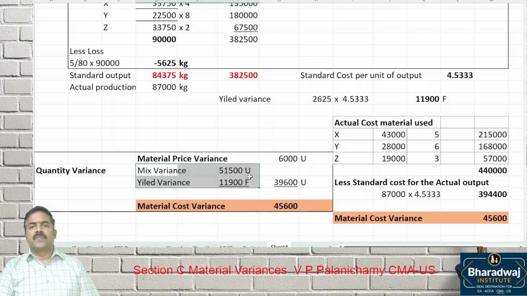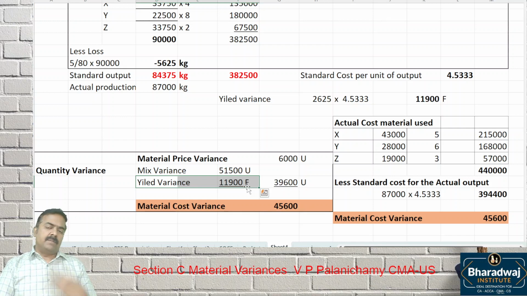Because I mix in a different proportion. The material is not in proper shape, so the yield will be different. I told you about agricultural products. If sugarcane is not grown properly, you won't get the expected yield. If coconut is not properly manured and grown, you won't get the expected quantity of oil. So yield variance will come, and because of yield variance you may also use extra quantity to get that output.